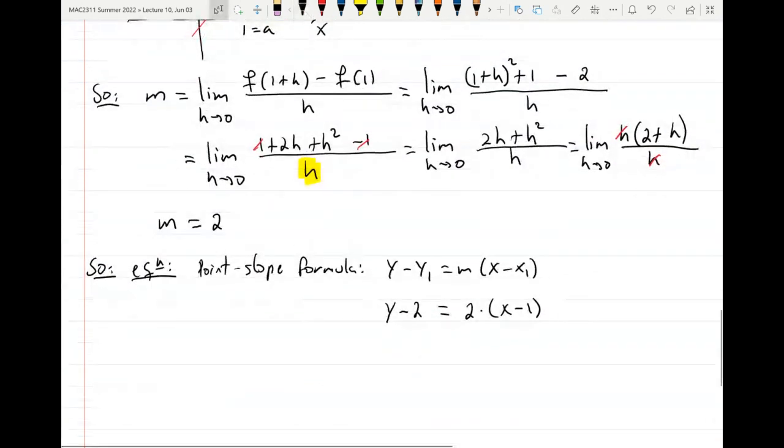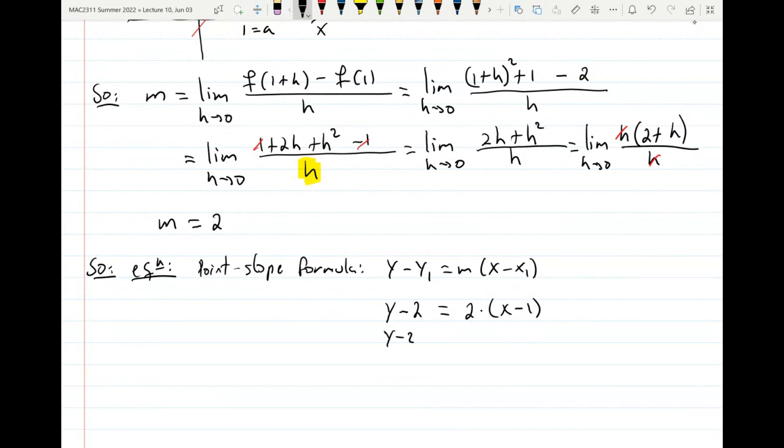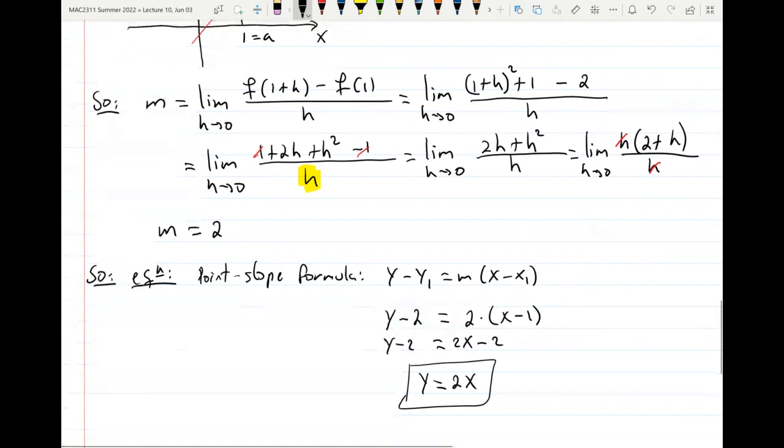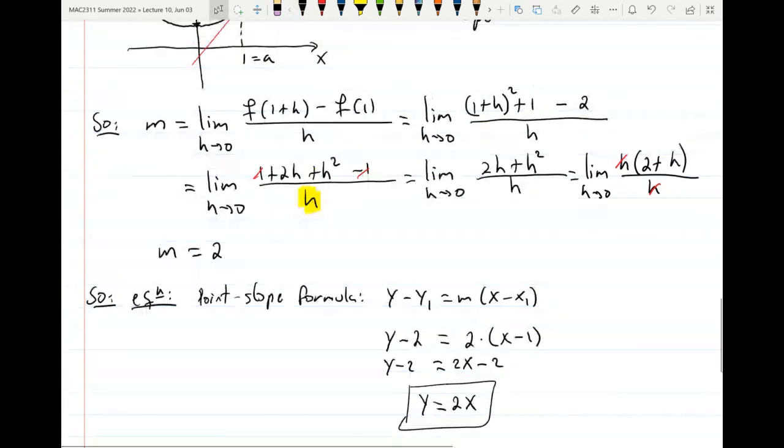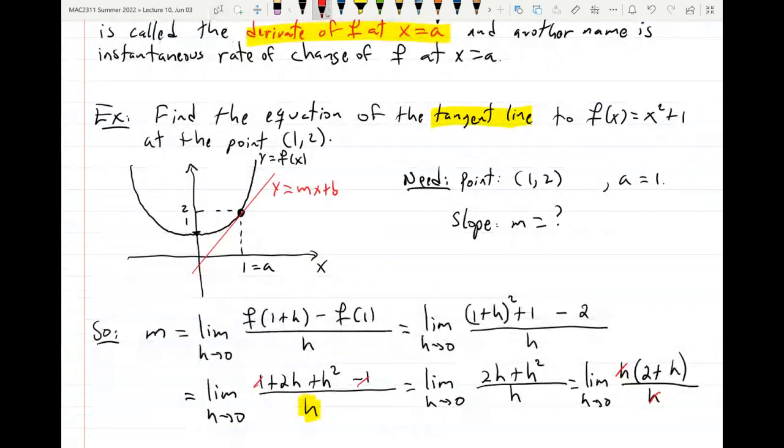Now just solve for y and write it in the form mx plus b. So y minus 2 equals 2x minus 2. Adding 2 to both sides, we get that y equals 2x, because the minus 2's cancel out. All right, so that's the equation of the line: y equals 2x.